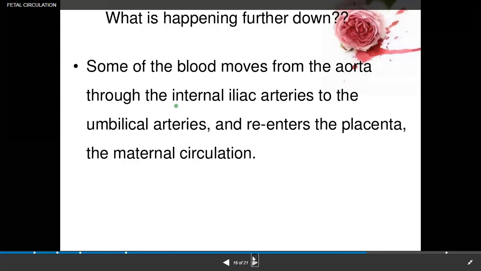So the pathway: the oxygenated blood goes from the placenta to the umbilical vein, then into the fetus, then into the liver, here it is the liver, where it receives the deoxygenated blood from the portal vein. The portal vein, we have seen in the sideways picture.